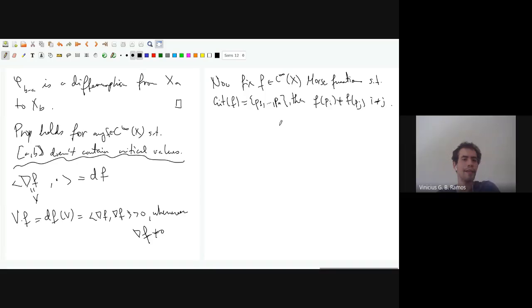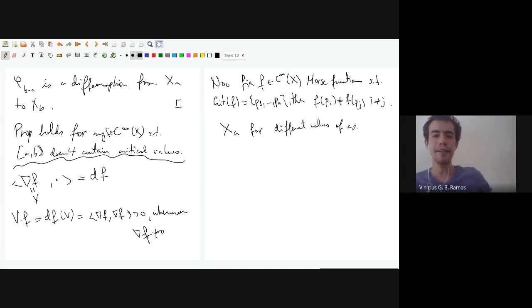So together with this previous proposition, this is saying that if you want to analyze X_A for different values of A, there really are only n or n plus 1 different possibilities. So in the intervals between the critical values, there's no change. So what we have to analyze, if I take an A that's less than, and let's also assume, just for simplicity, that these are ordered by the value of the function.